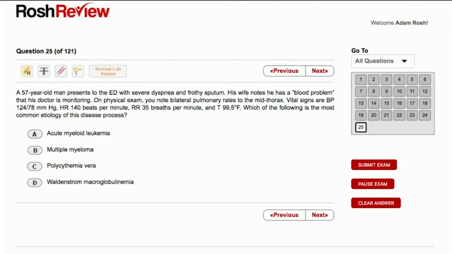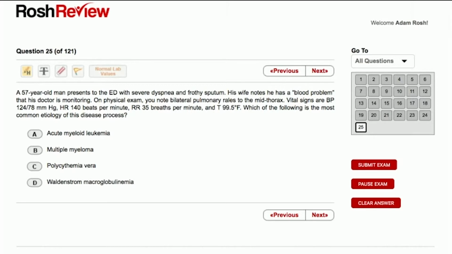All right, so we have a 57-year-old man presents to the emergency department with severe dyspnea and frothy sputum. His wife notes he has a blood problem that his doctor is monitoring. On physical exam, you note bilateral pulmonary rales to the mid-thorax. Vital signs are blood pressure 124/78, heart rate 140, respiratory rate 35, and temperature 99.5. Which of the following is the most common etiology of this disease process?